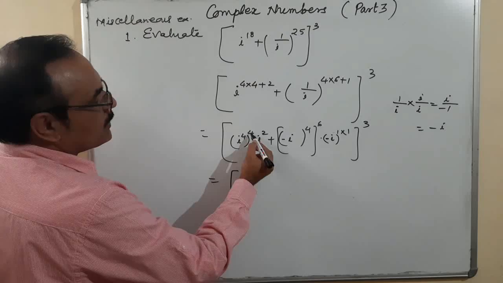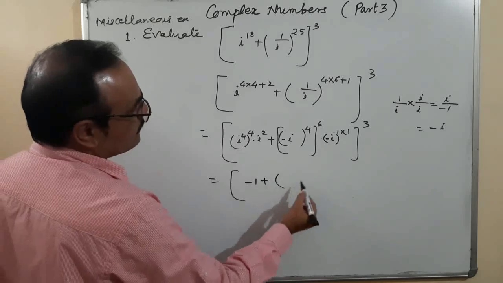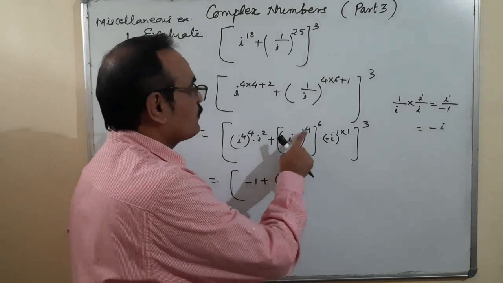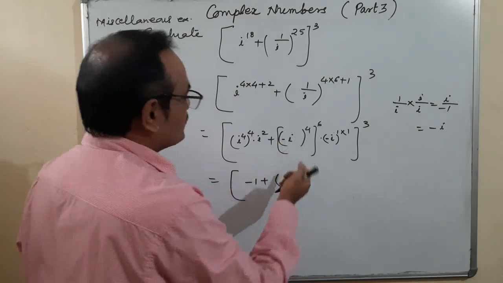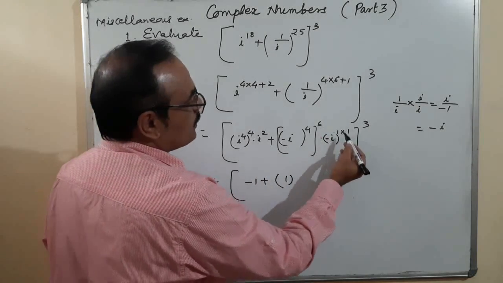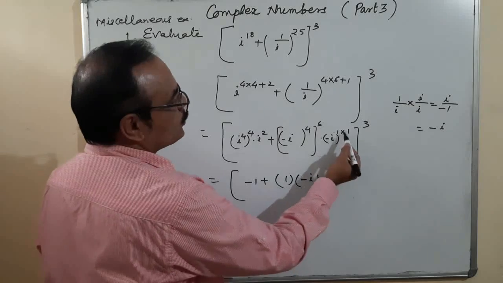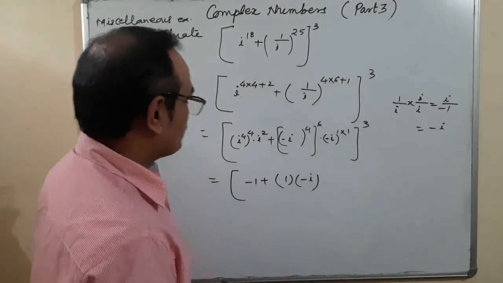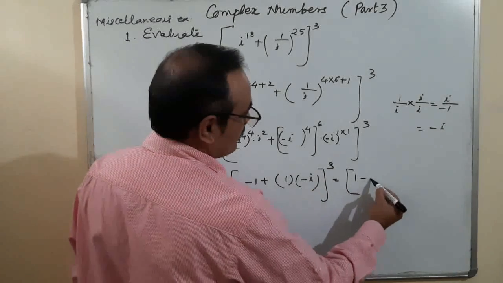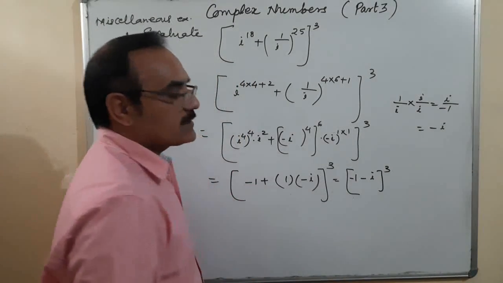I to the power 4, 1 square, 1 to the power 4, it is 1, i square is minus 1, plus minus i to the power 4. And because minus 1 to the power 4 is plus 1, simply i to the power 4, that is 1 to the power 6, is 1. And minus i to the power 1 is minus i. Because 1 into 1 is 1, and minus i to the power 1 means minus i, and to the power 3. So finally it is coming (1 minus i) to the power 3.